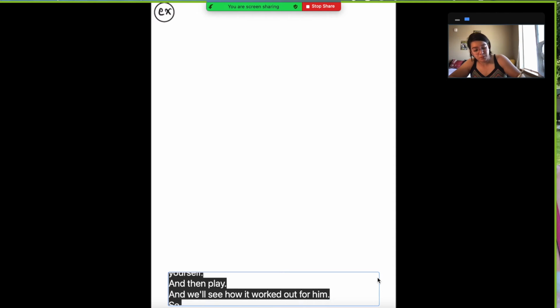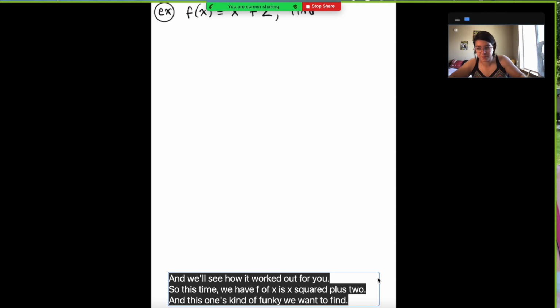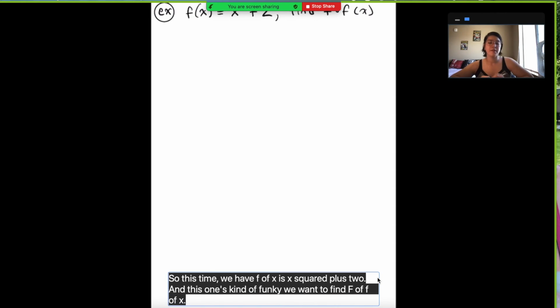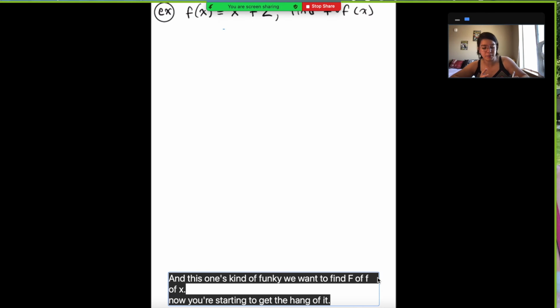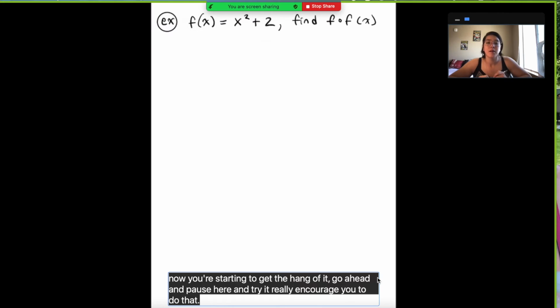So this time we have f of x is x squared plus 2. And this one's kind of funky. We want to find f of f of x. Now, if you're starting to get the hang of it, go ahead and pause here and try it. I really encourage you to do that. But I'm going to work it out.